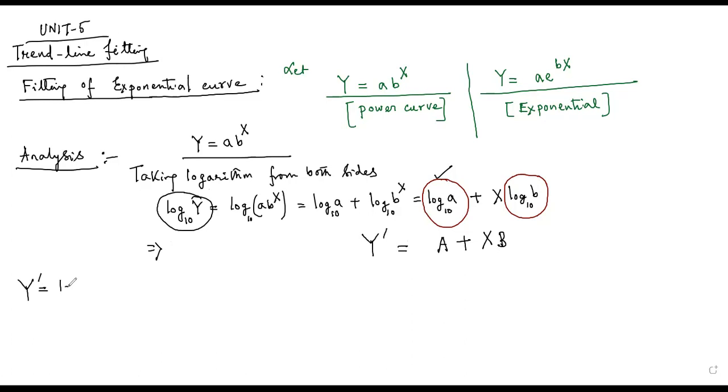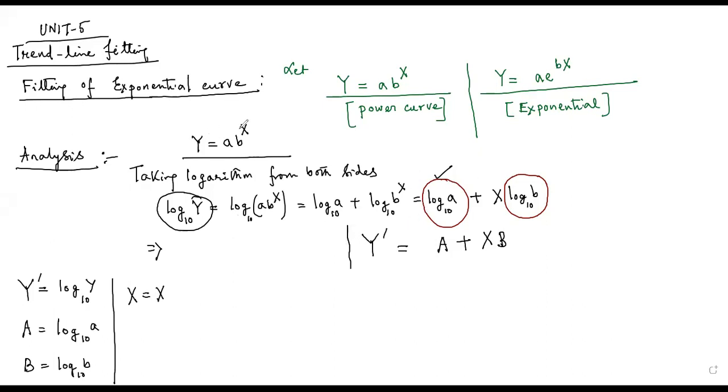Y prime, which is actually equal to log y to the base 10, and capital A is log of a to the base 10, and capital B is log of b to the base 10. Only thing that is not changing is x. X is remaining as it is. Okay, x is retaining its original nature.